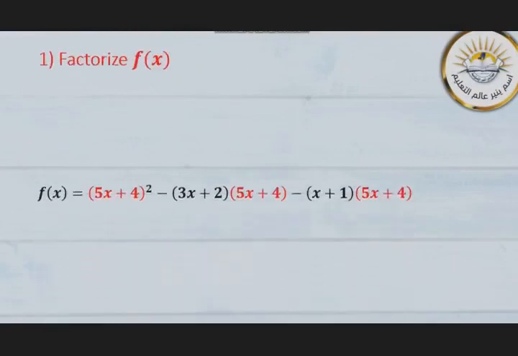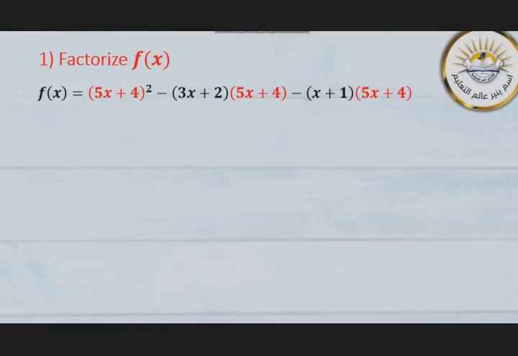First of all, we have to factorize f of x. As we see, f of x is equal to (5x plus 4) squared minus (3x plus 2) times (5x plus 4) minus (x plus 1) times (5x plus 4). As we notice, we have in each term 5x plus 4, so we can take 5x plus 4 as a common factor because we are factorizing. The common factor here is 5x plus 4 because it exists in each term.